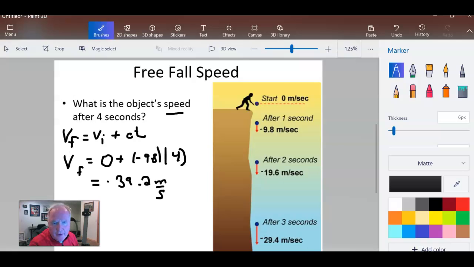All right, we'll go ahead and try these next two problems, and I'll come back to you guys for when we change things a little bit, and that is what if we're not dropping it, what if we're throwing it up?